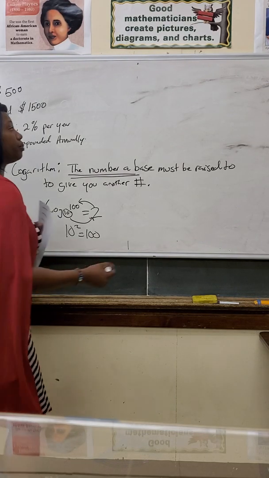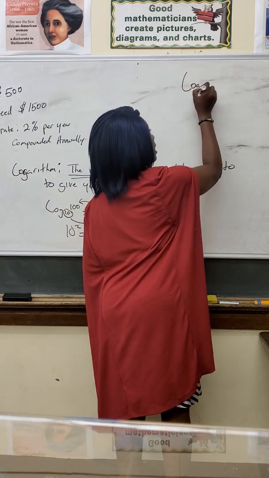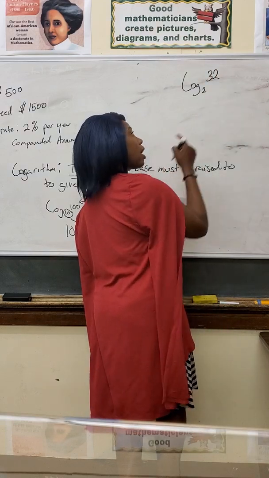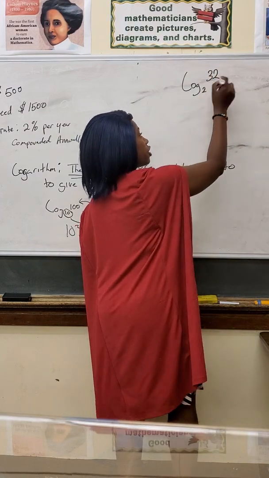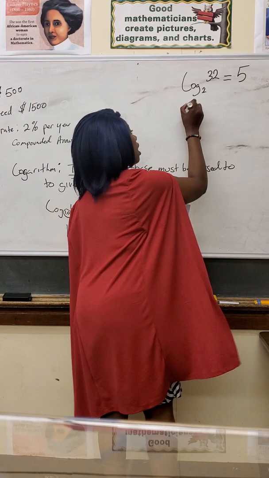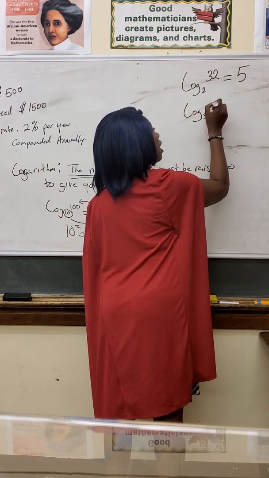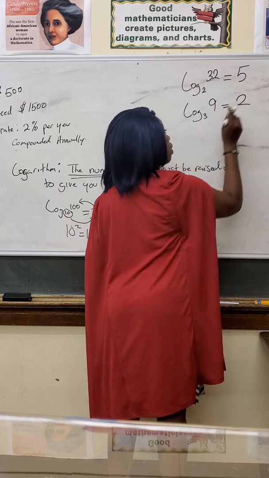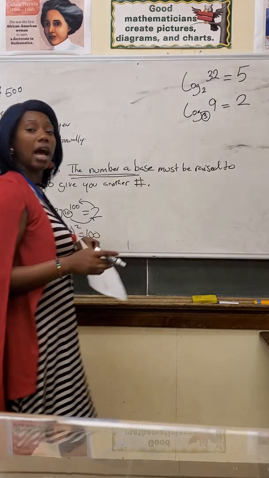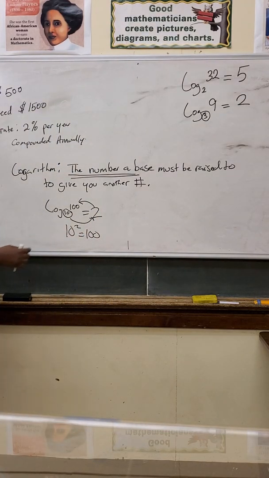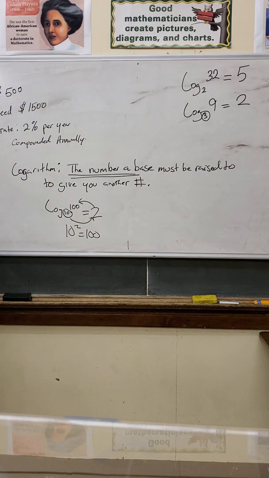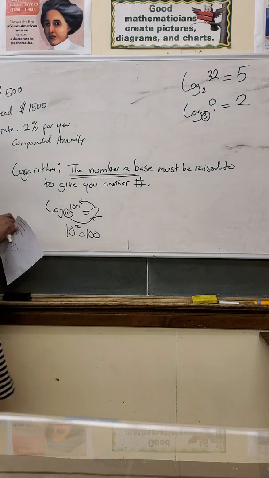Like, for example, log in base 2 of 32. Well, I'm asking what number must 2 be raised to give us 32? The answer is going to be 5. The log of base 3 of 9 would give me 2. What number does 3, this base here, need to be raised to give me 9? What logarithms are asking is the number a base must be raised to give you another number.